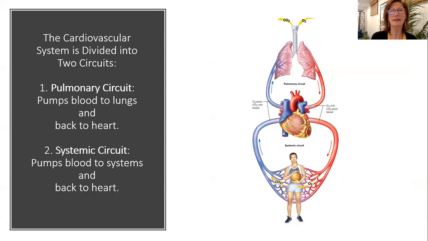So when we study the cardiovascular system, what we can see is it's technically divided into two separate, distinct circuits. And these circuits are actually loops, as you can see here, right? We have one loop and we have the second loop or circuit.